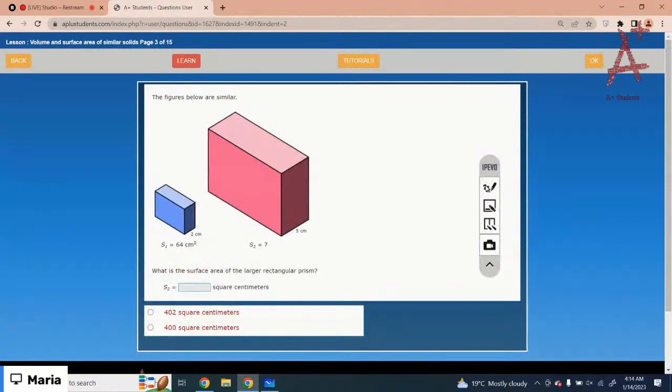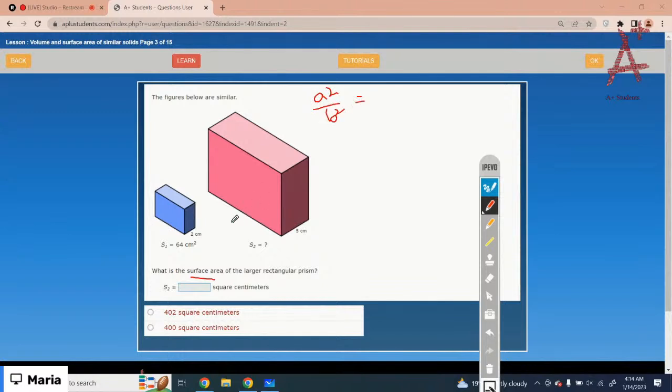Okay, the next one is, what is the surface area of the larger triangular prism? You have to calculate the surface area. So when you have to calculate the surface area, we have to find the square of their corresponding sides. Got it? So the corresponding side is 2 over 5. So it would be 2 square divided by 5 square. 2 square is 4 and 5 square is 25. So it would be 4 over 25.